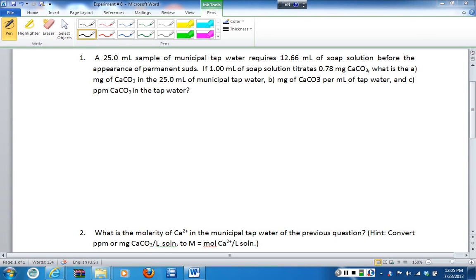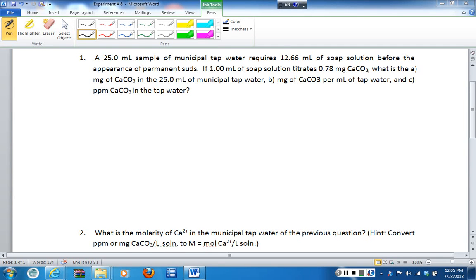Okay, so for experiment number 8, you will be testing and determining the concentration of water hardness ions present in Morgantown's municipal tap water. And how you will do this will be via titration. This experiment should be very similar to what you did in experiment number 6, where you used a titration method to determine the unknown concentration of citric acid in drink mix. With this experiment, however, you'll actually be doing two different types of titration.